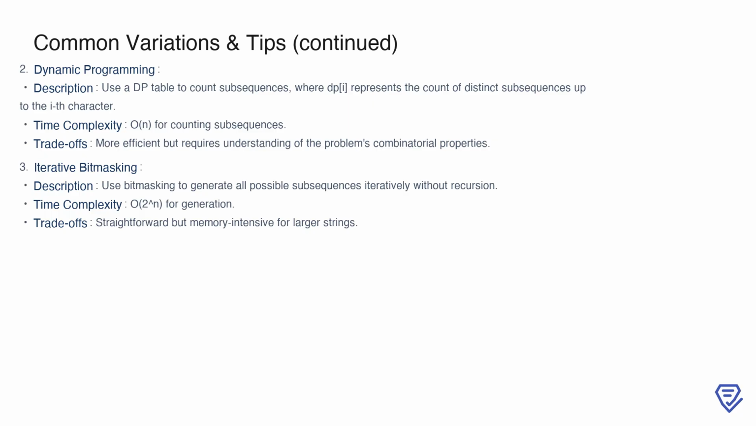Another method to consider is iterative bit masking, which generates all possible subsequences iteratively without recursion. However, this method still has a time complexity of O(2^n), and can be memory intensive for larger strings. Each of these methods has its strengths and trade-offs, so choosing the right one depends on the problem constraints and your familiarity with the approach.